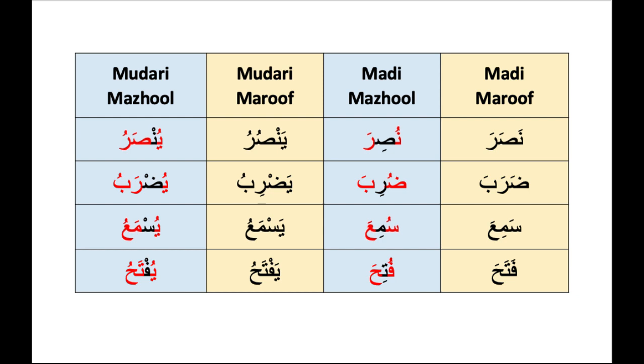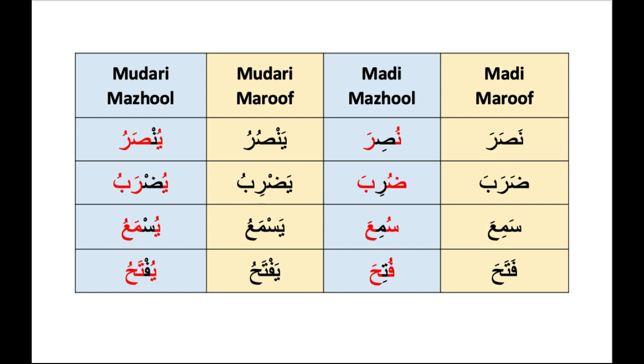Nasara has become nusira. Daraba has become duriba. Samia has become sumia. Fataha has become futiha. So the pattern is u, i, a. U, i, a for Madi Majhul. Try to remember this. The last two letters sound like i, a, i, a, i, a. Nusira, duriba, sumia, futiha. That's the pattern of the ending of Madi Majhul.